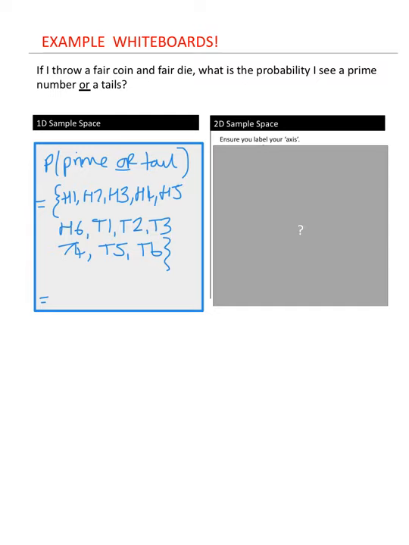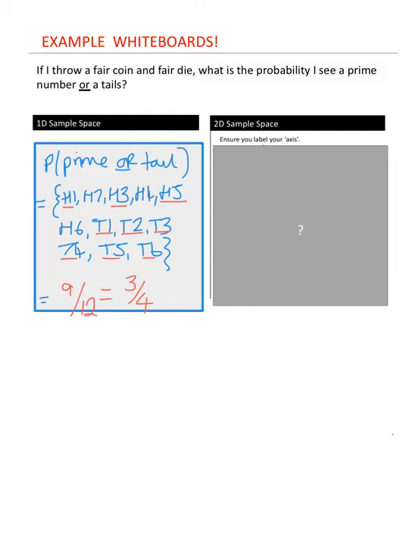So if I then go through those, I want a prime or a tail. I've got a prime number there, so that's 1, 3 is a prime, 2, 5 is a prime, and then a tail. So all of these have got a tail in. It doesn't matter whether they're prime, they've got a tail in. So I have 1, 2, 3, 4, 5, 6, 7, 8, 9 different outcomes out of a total of 12, which would give me 3/4.